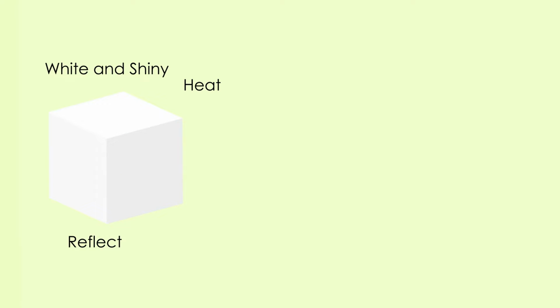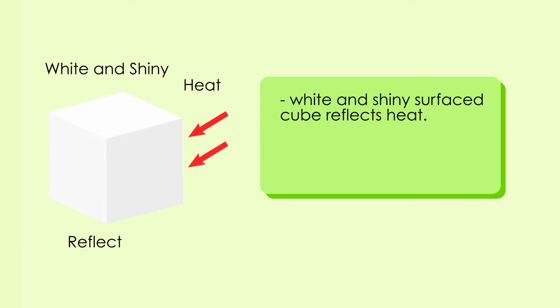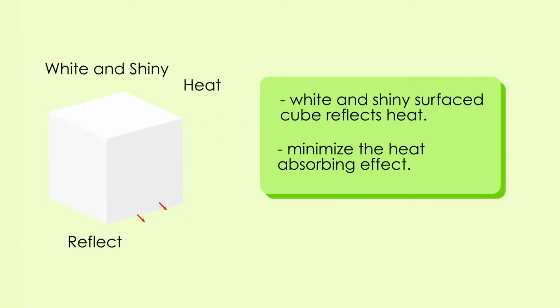Now, this diagram shows how a white and shiny surface cube reflects heat. By reflecting heat away from the cube, it will minimize the heat absorbing effect.